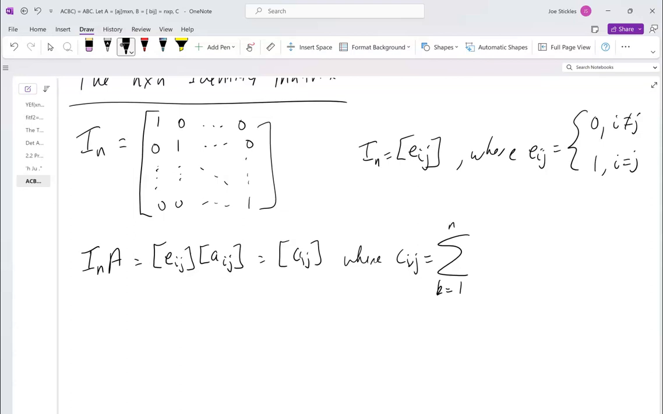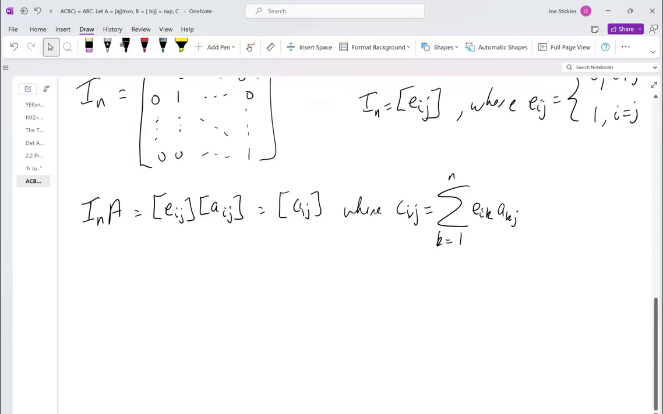k equals 1 to, it better go to n because I is an n by n matrix, right? What goes on the inside here? E sub ik, A sub kj, right? The E is on the left, the A is on the right, so the k is in the middle. Column for the E, row for the A. All right. Let's see what this would look like if you were actually to write it out longhand. Notice the thing that's changing is the k.